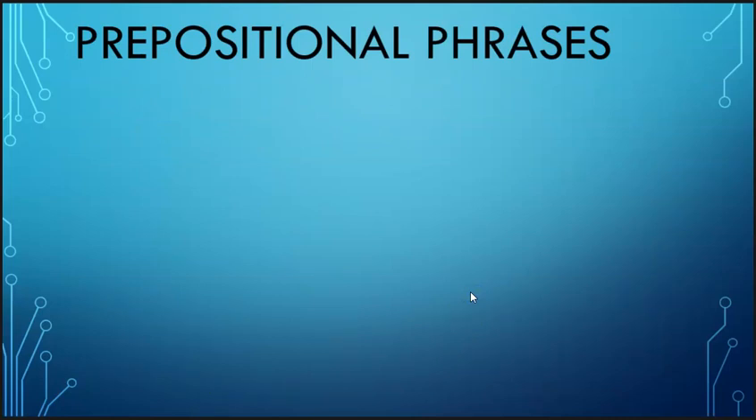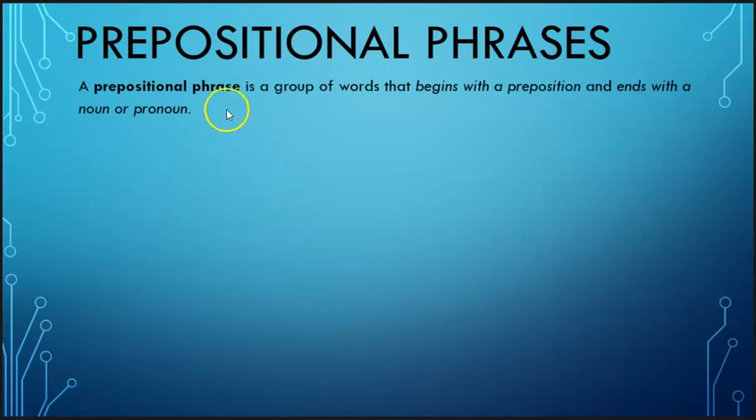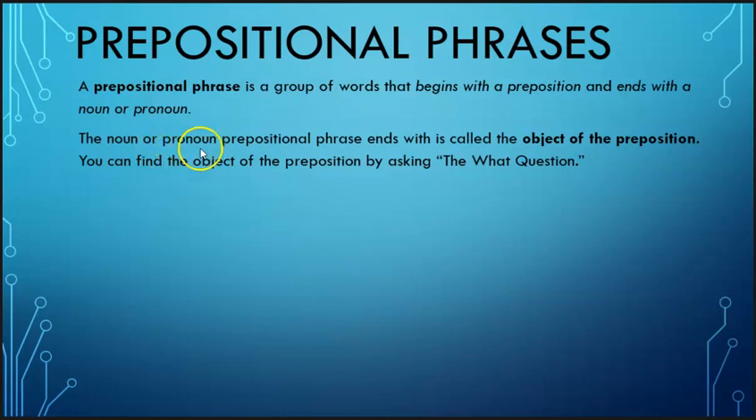So prepositions never work on their own in the sentence. They're always part of a prepositional phrase. A prepositional phrase is a group of words that begins with the preposition and ends with a noun or pronoun that is what the preposition is connecting. That noun or pronoun is called the object of the preposition. You can find the object of the preposition by asking the what question.